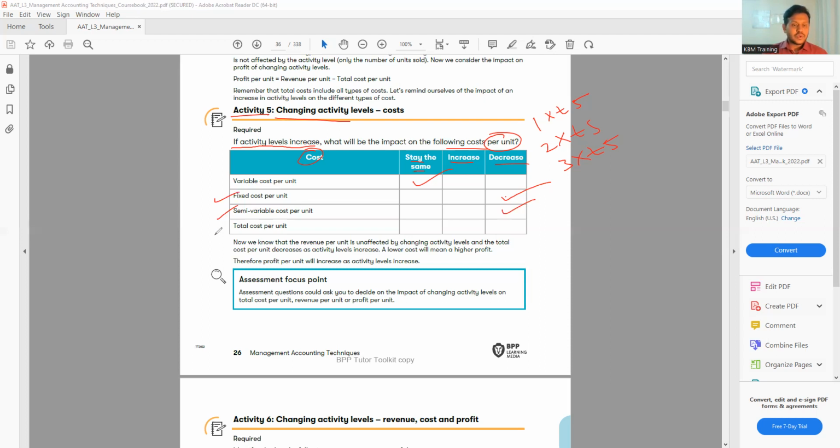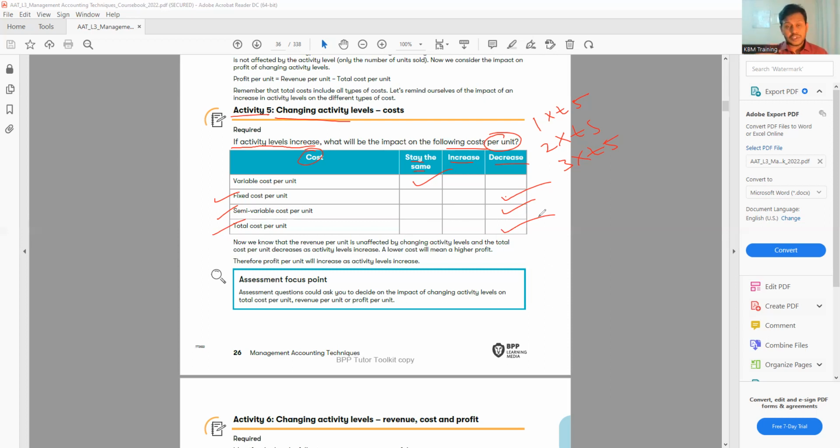Then we have a total cost per unit. So if I make more units, will the total cost per unit increase or decrease? Total cost per unit will also decrease. Very well done. Because if I make more units, my fixed cost per unit will reduce, and if the fixed cost is reduced, my total cost also reduces.